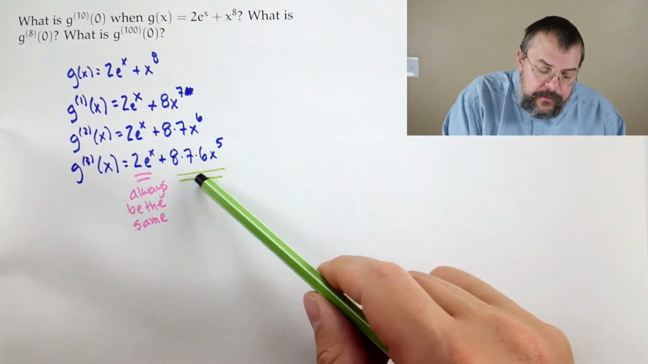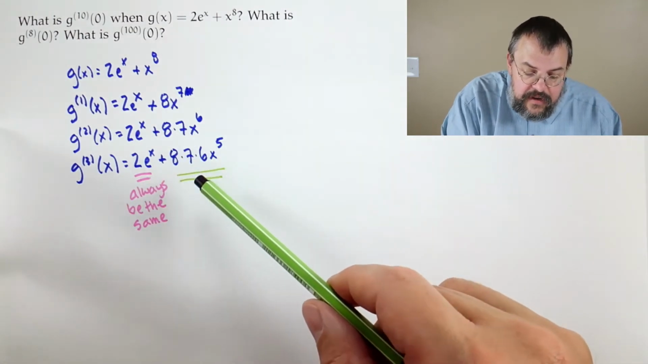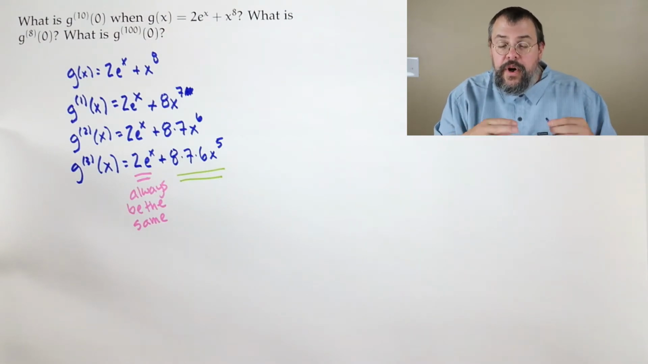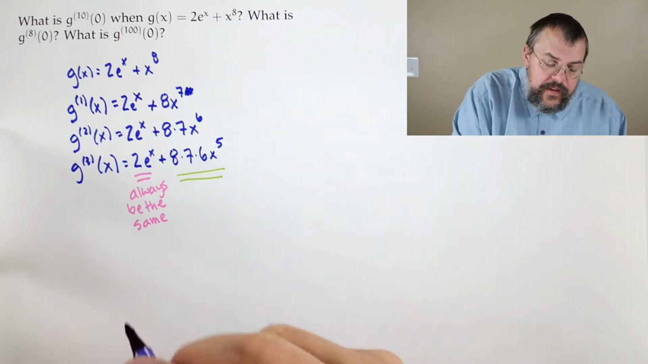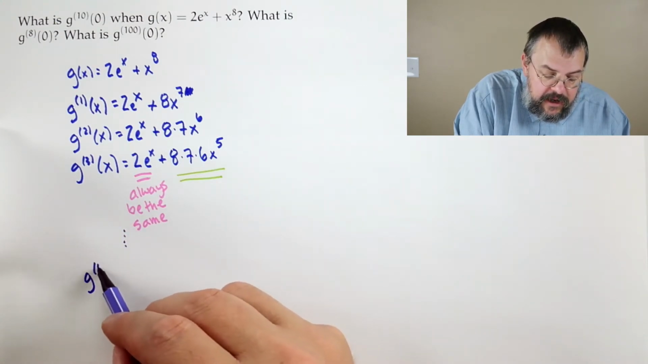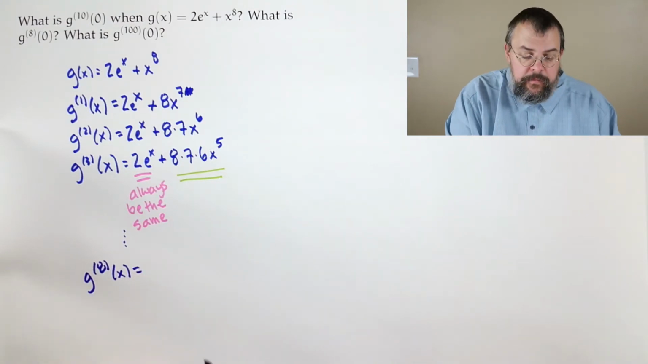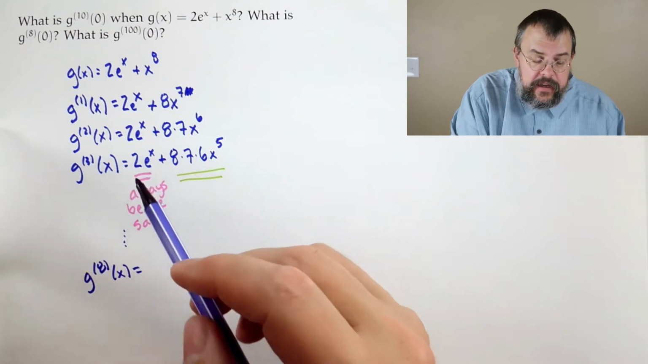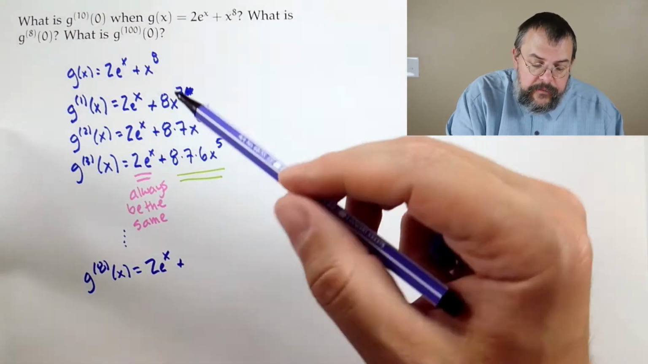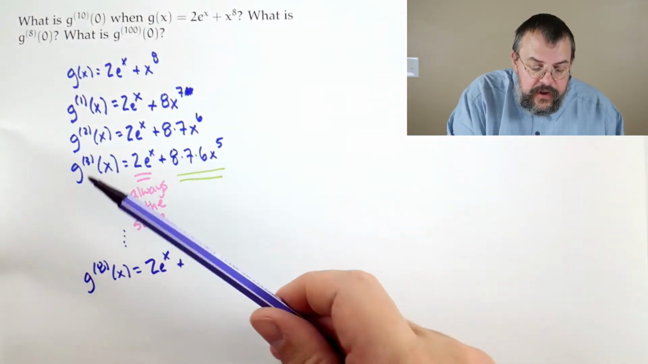And then, well, what's in front? Well, I had 8, then 8 times 7, then 8 times 7 times 6. Okay, good. So it's some product of numbers. So in fact, let's go ahead and jump ahead. Suppose we look at the 8th derivative of f(x). We can now see what should happen. We have 2e to the x, and then what comes next? Well, let's think of our power.